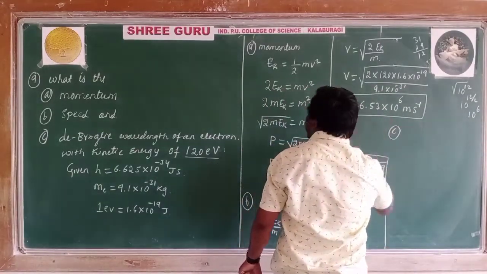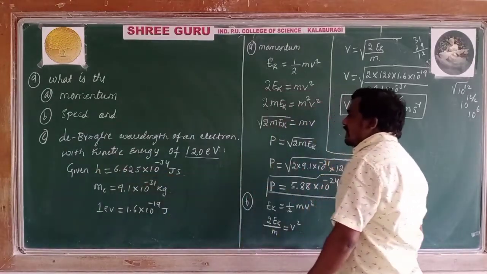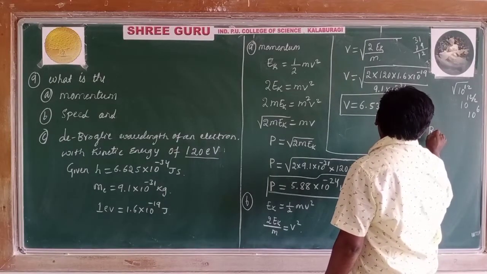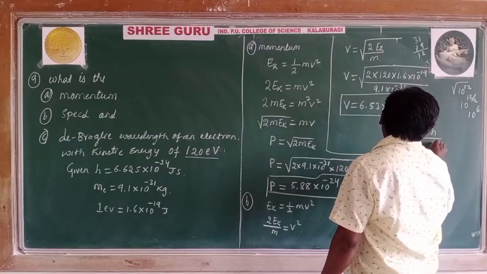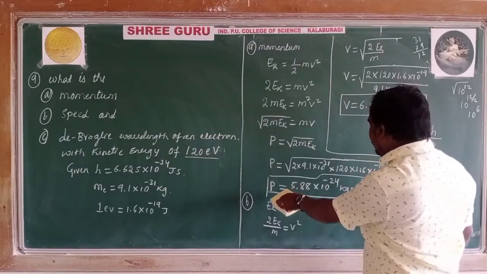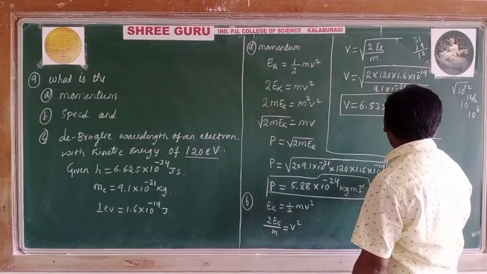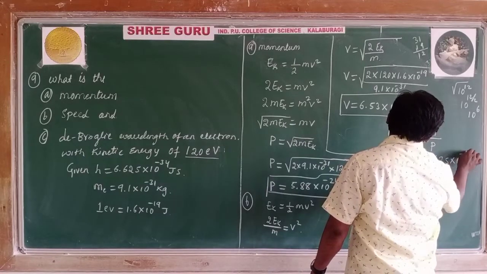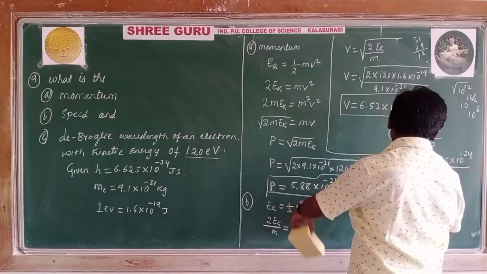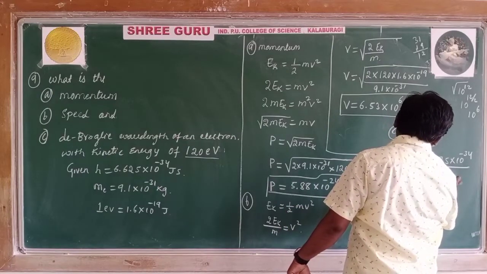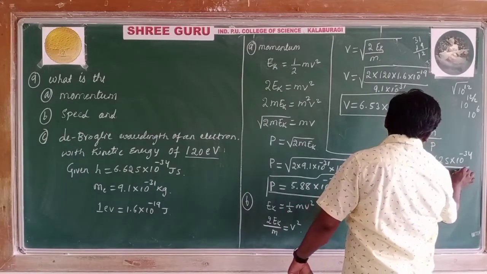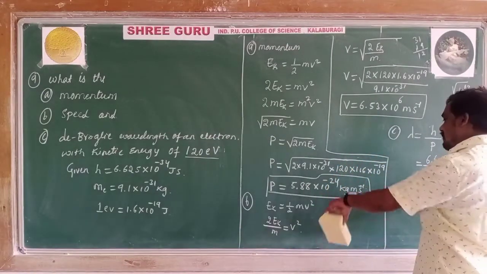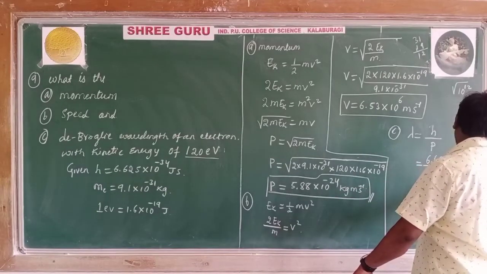Third one, that is very important. De Broglie wavelength of an electron with this much kinetic energy. De Broglie wavelength lambda is equal to h by p. We know the p value and also we know the h value. Just substitute. h value is 6.625 into 10 raised to minus 34 and p is 5.88 into 10 raised to minus 24. Now h is in joule second and p is in kg meter per second.